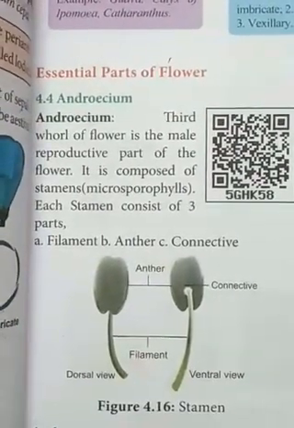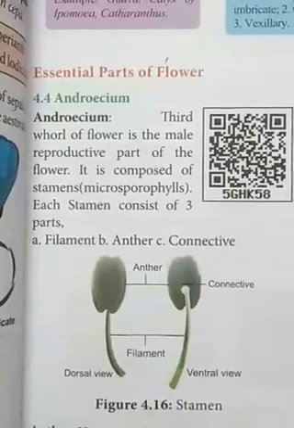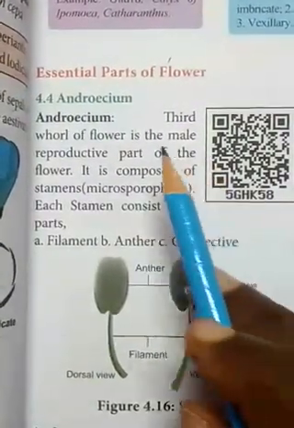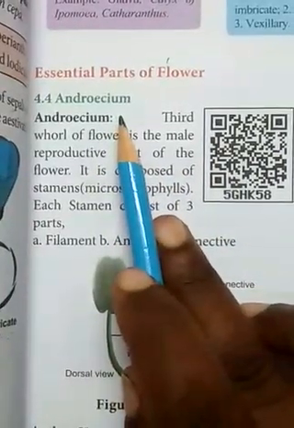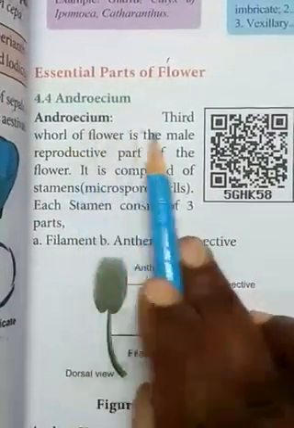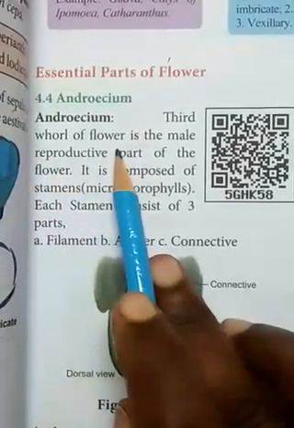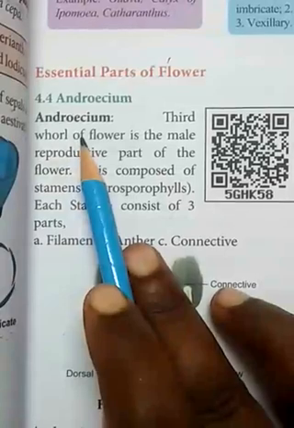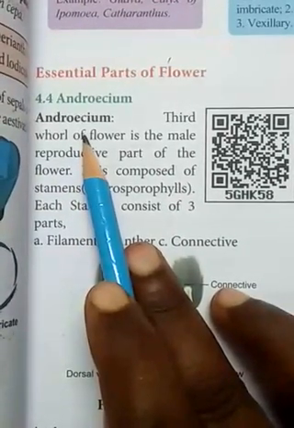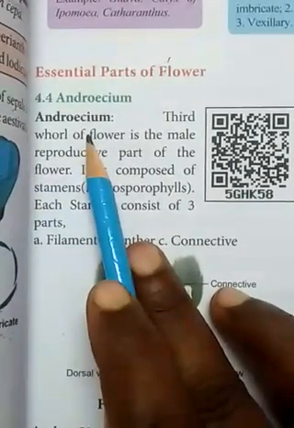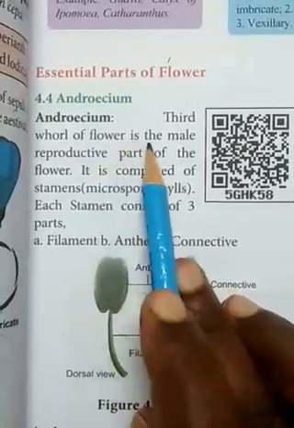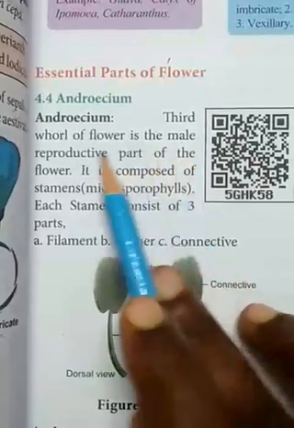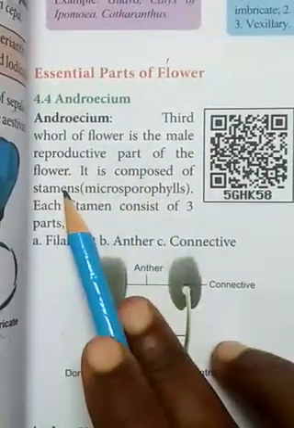Children, in this video we are going to study the essential parts of the flower. As we have already studied, in a flower the essential parts are the Androecium and the Gynoecium. Androecium is said to be the third whorl of the flower and is the male reproductive part of the flower. The outermost whorl is the calyx, next comes the corolla, and the third whorl is the Androecium, the male reproductive part of the flower.